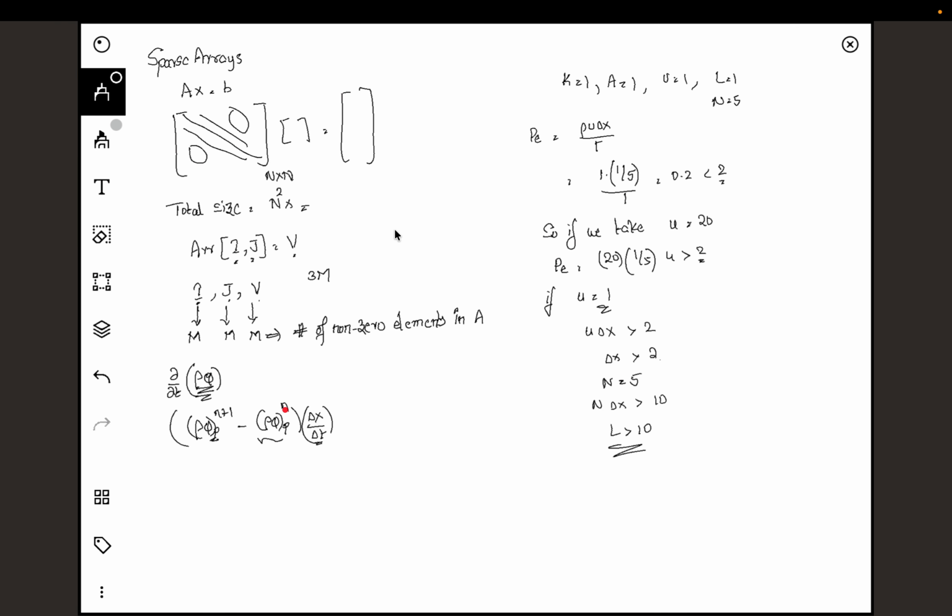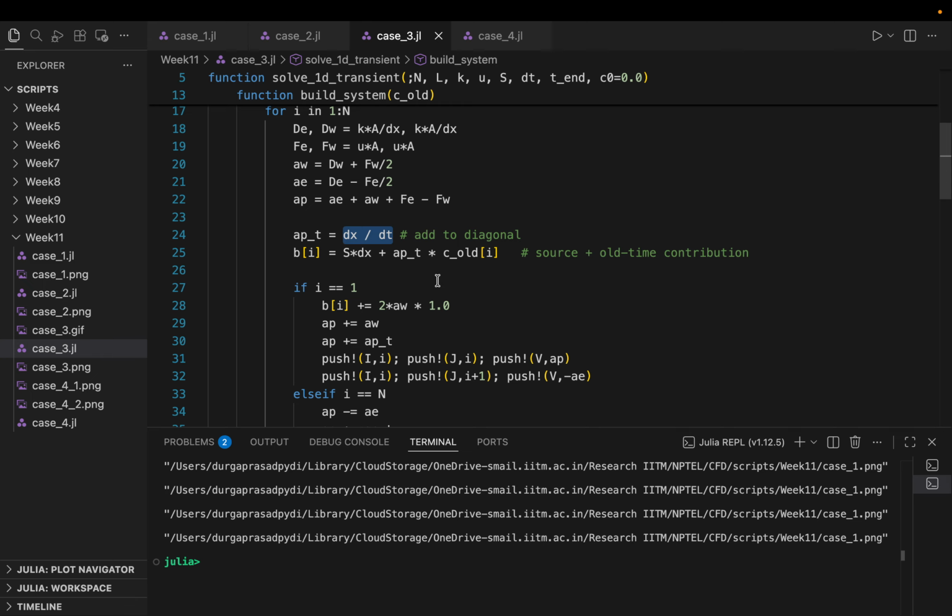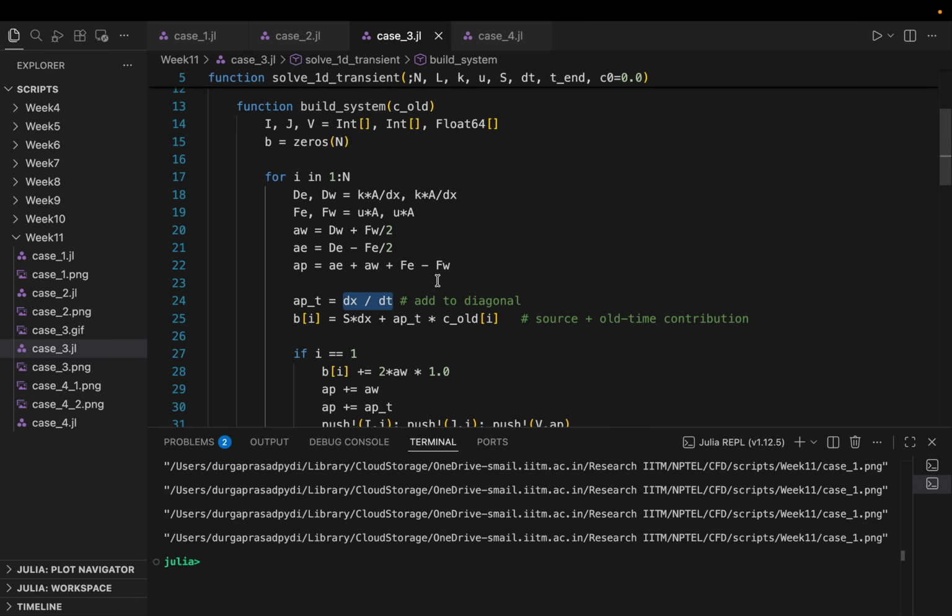So at n, all the values at the previous time step are known to us, so this term will go into the source term and this coefficient will go into the ap term. So those will be the only changes, everything else remains the same. So this is again a fully implicit method.